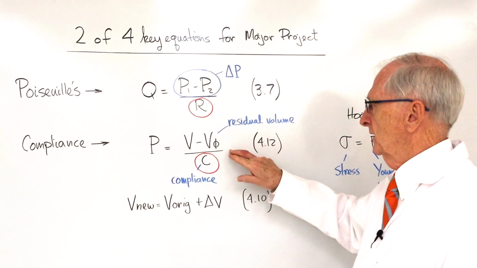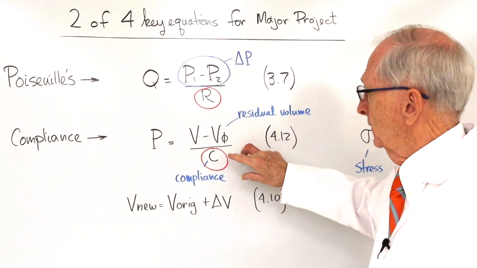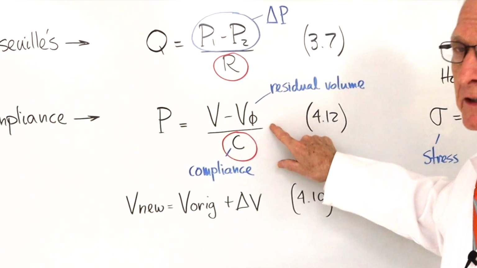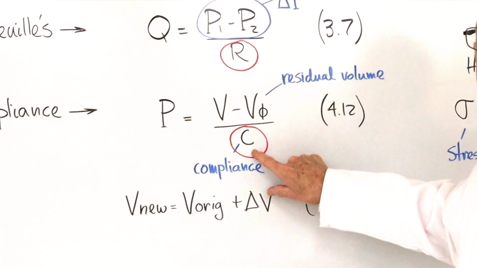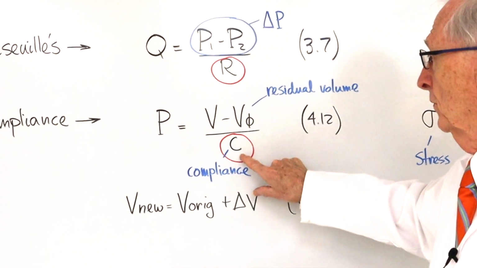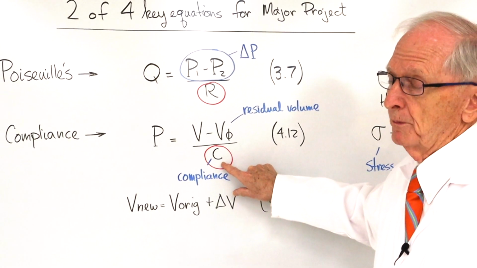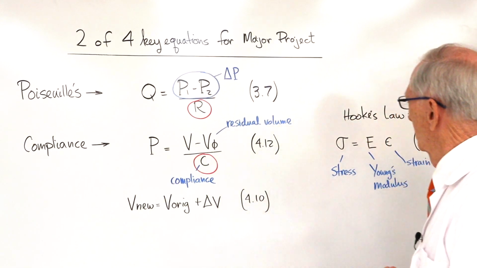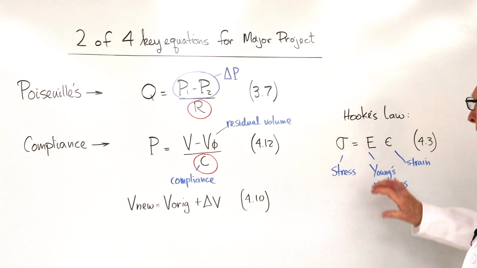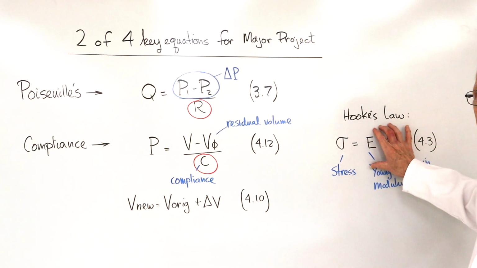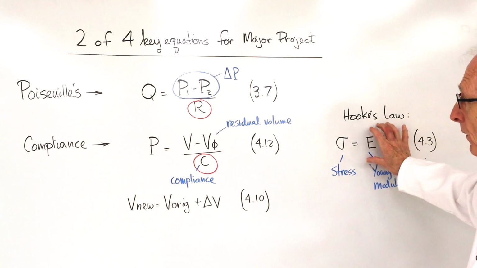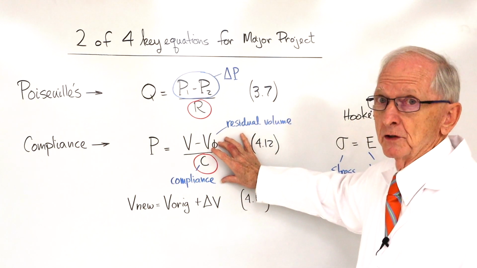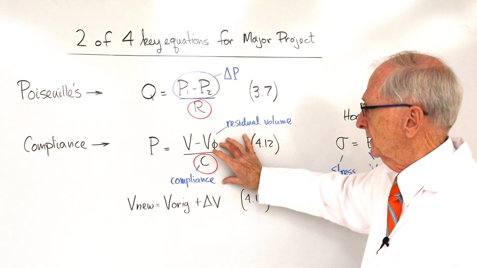It's just the opposite here with compliance. Notice the compliance is in the denominator. That means that a very soft vessel has a large compliance. Compliance is actually a good word to use for this coefficient, because the more compliant something is, the softer it is. And then there's one more difference between these two equations. Usually Hooke's law is done in SI units, whereas traditionally compliance is done in clinical units, and that's what we'll do for the major project.